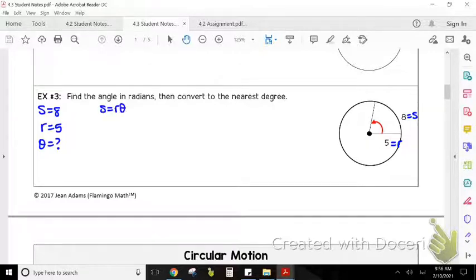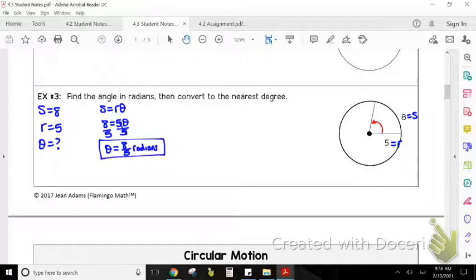S is equal to r times theta. S was 8 equals 5 times theta divided by the 5. And so we get that theta is equal to 8 over 5. And remember, in the problem, the angle is always in radians, so we don't really have a label for radians. But just so we don't get confused later, I'm going to write radians here. Okay, so there's my angle in radians.